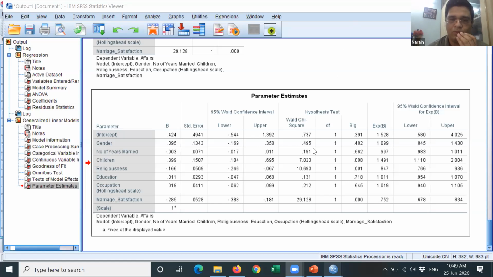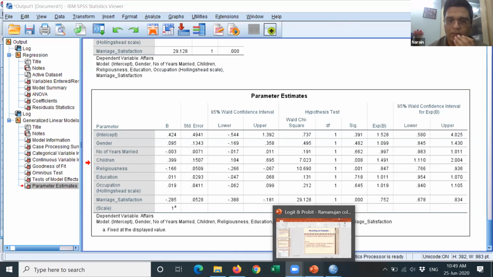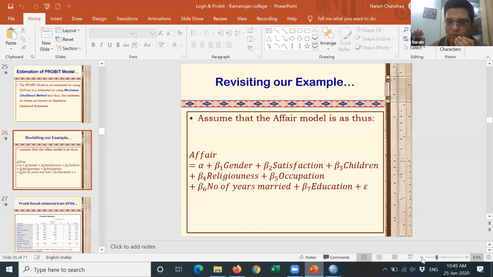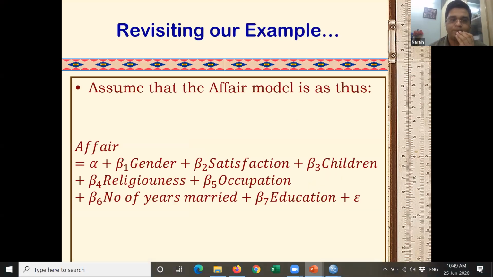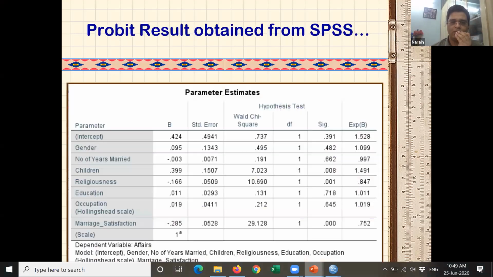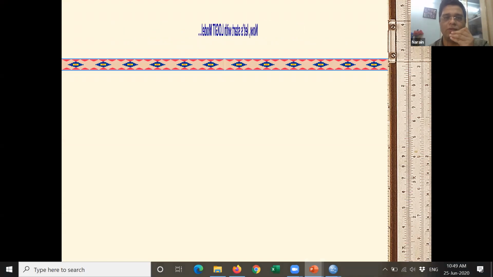Okay, so that was my Probit model. And we can further continue with that in the presentation. My Probit output is just what I've shown to you. Now let's start with the Logit model.